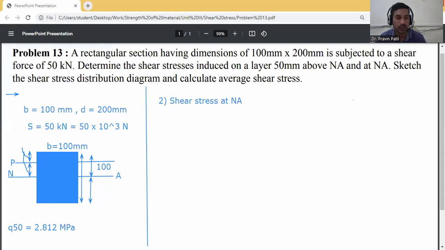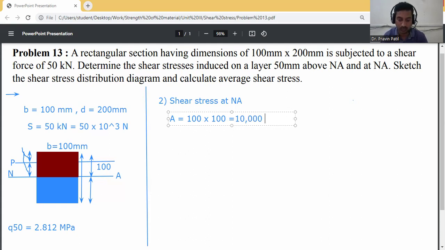So above the neutral axis. This portion is above the neutral axis. Just consider above the neutral axis. Now consider this portion only for this calculation. First of all, area: only consider this red portion for area. Area is 100 into 100, which is 10,000 mm square.